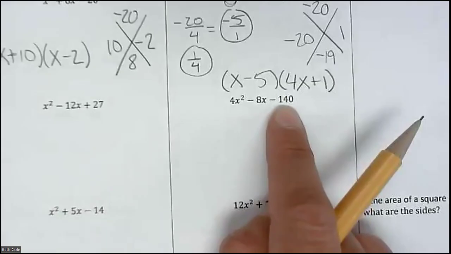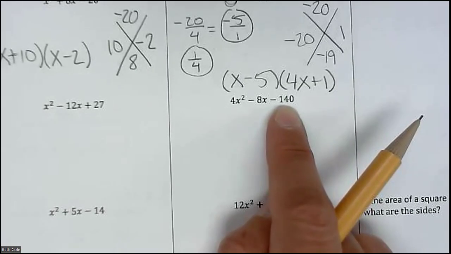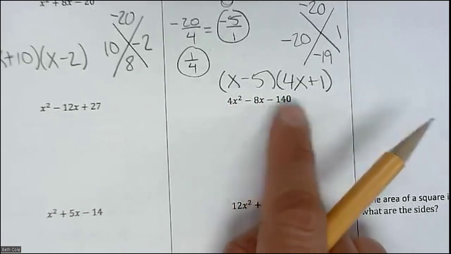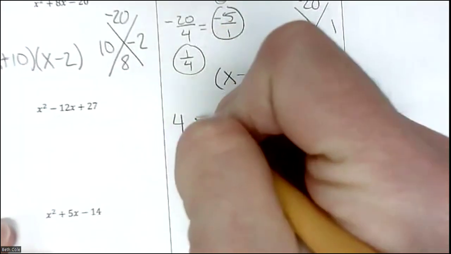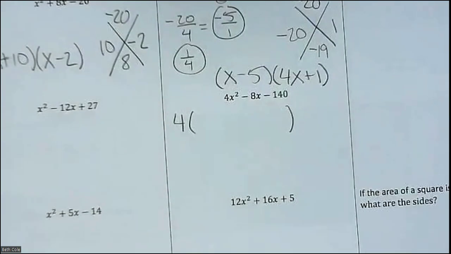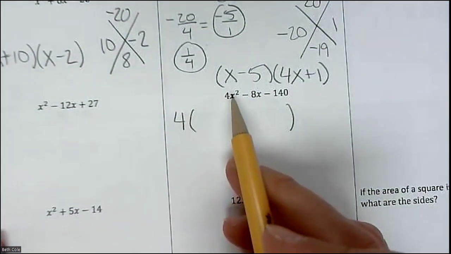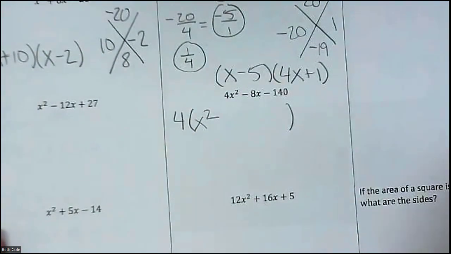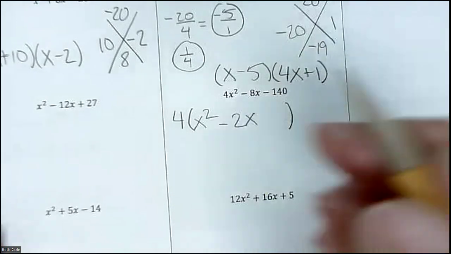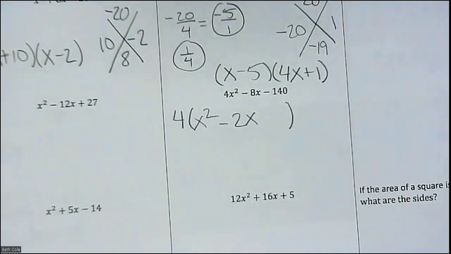All right, do you see how 140 is a really large number? Yes. I would probably try to find a GCF between those. Can you think of a number that you can divide? You can divide 4 out of all of those, and it will make the numbers a whole lot smaller. So if you divide out 4, you're going to be left with 1x squared minus 2x.